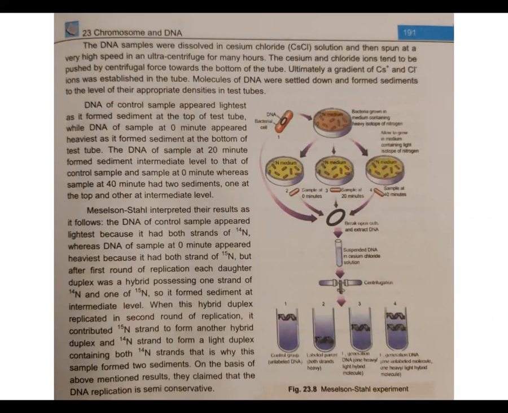We can also divide this experiment into 0, 20, and 40 minutes. At the 0 time, it was N15. At the 20 time, it was N15 and 14. And at the 40th minute, it was N15 and 14 in one and N14 in the other. So one of the strands was a hybrid and the other was N14. On the basis of the above mentioned results, they claimed that DNA replication is semi-conservative.